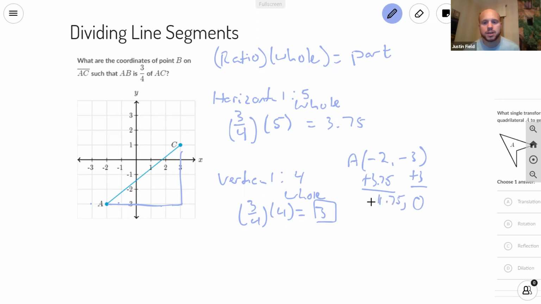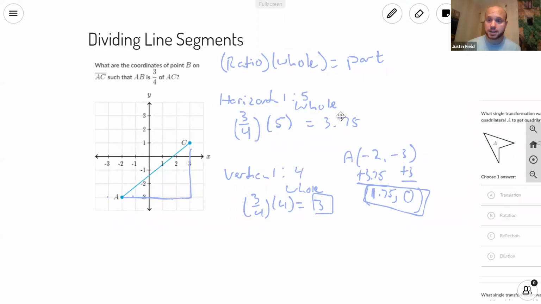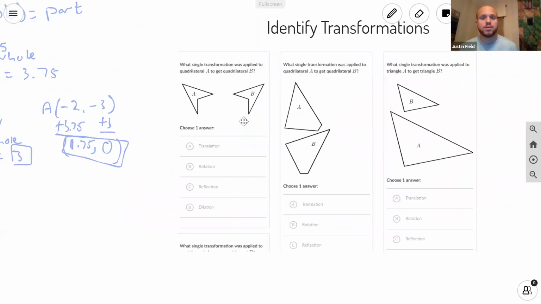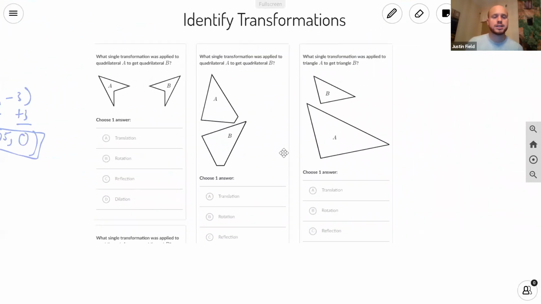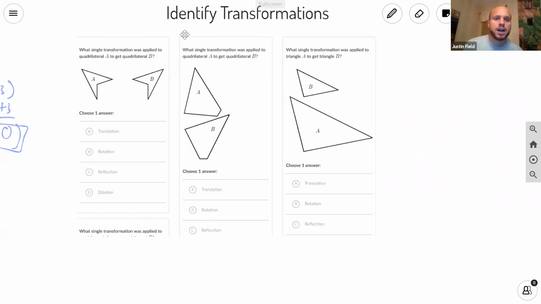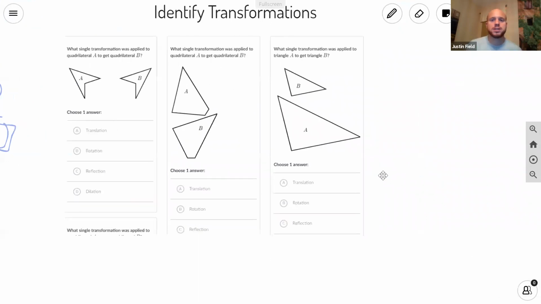All right, so it's 1.75, 0. Now there are some more difficult problems in this assignment, and I expect that you'll be asking me questions about them, and we can have a riveting conversation in class. Let's move on. Identify transformations.